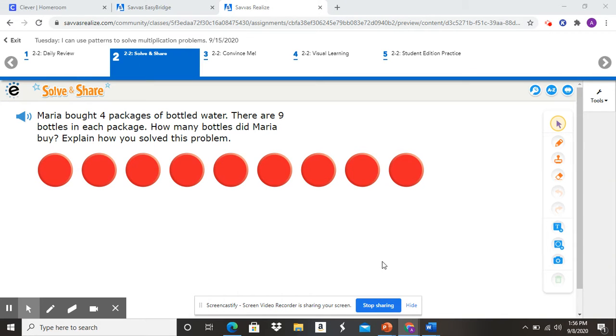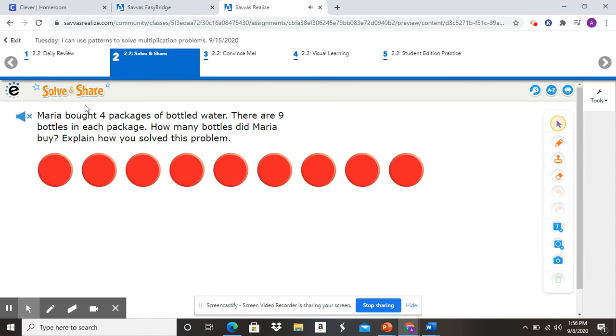This is going to be Envision Topic 2, Lesson 2. And in today's lesson, we are going to explore patterns when we're multiplying by 9, okay? So let's look at our solve and share. And remember, if I click this up here, it's going to read the problem to me.